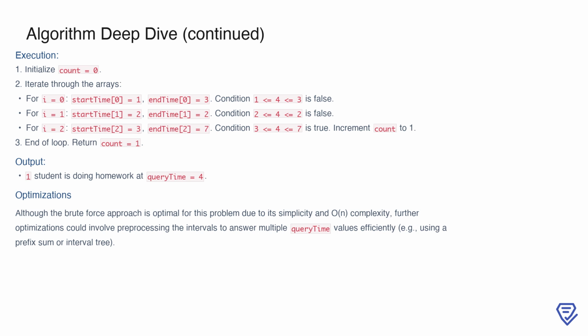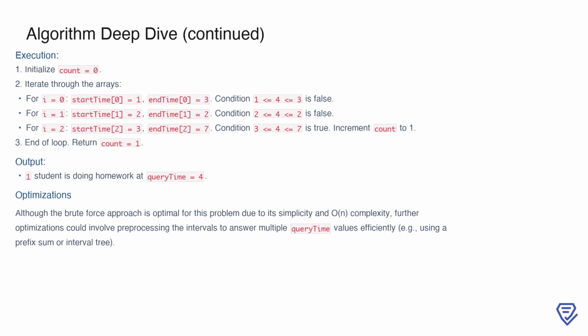At i equals 1, the interval is from startTime[1] equals 2 to endTime[1] equals 2. Again, the condition 2 <= 4 <= 2 is false, so the counter remains 0. At i equals 2, the interval is from startTime[2] equals 3 to endTime[2] equals 7. This time, the condition 3 <= 4 <= 7 is true, so we increment count to 1. After completing the loop, we return count, which is 1.